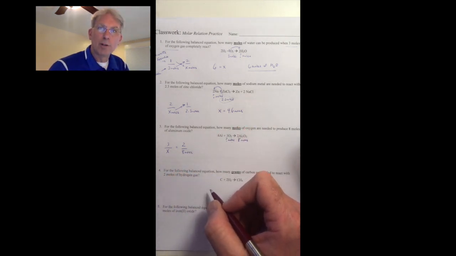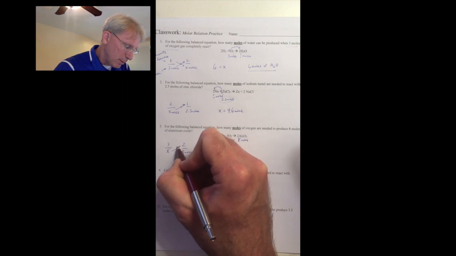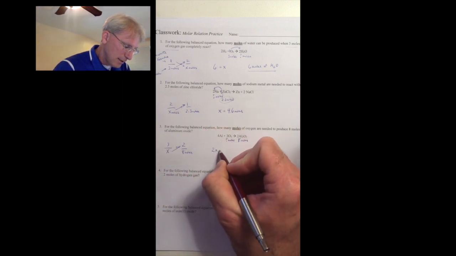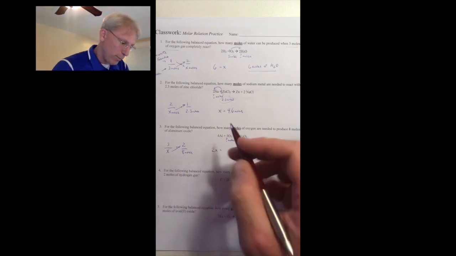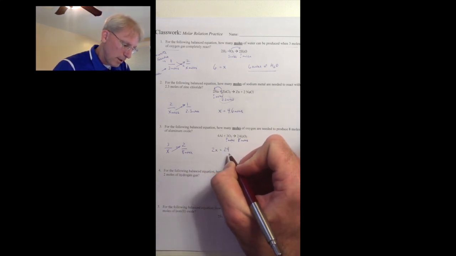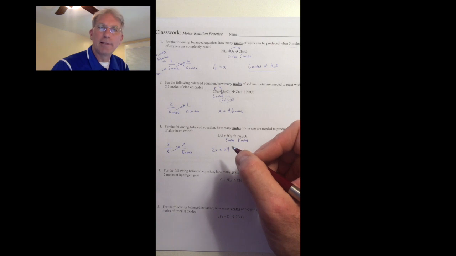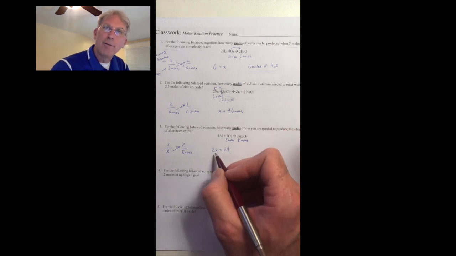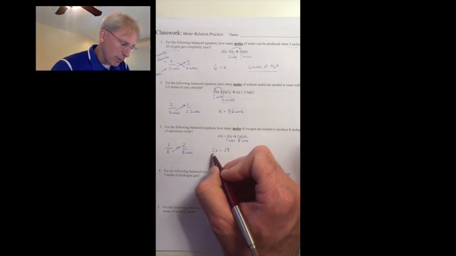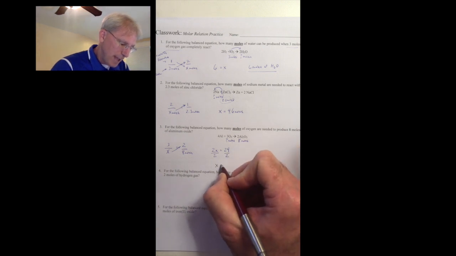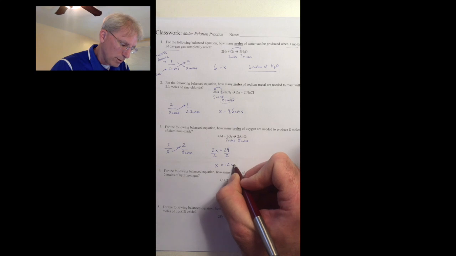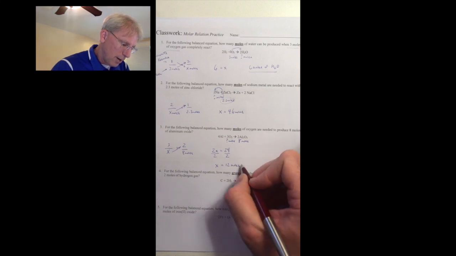So again, we're going to cross multiply. And this time I'm going to get 2x equals 3 times 8. 3 times 8 is 24. I can't leave it like this. I need to get x by itself. So in order to do that, I'm going to divide both sides by 2. And that's going to give me x equals 12 moles of O2.